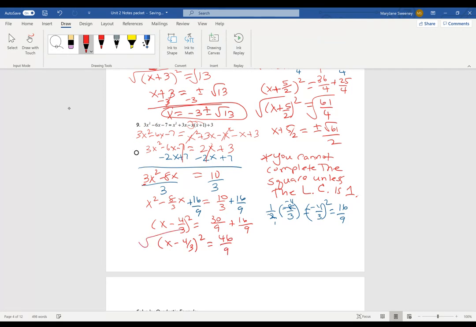And now I'm ready to square root. Radical 46 over regular 3. And then when I move the 4/3 over, it's 4/3 plus or minus radical 46 over 3.